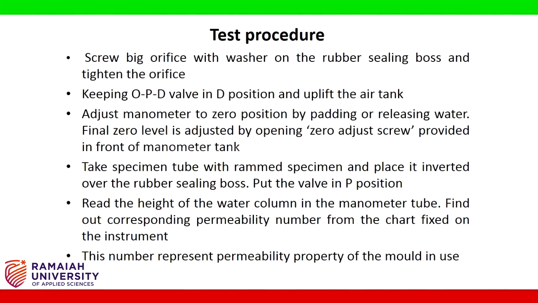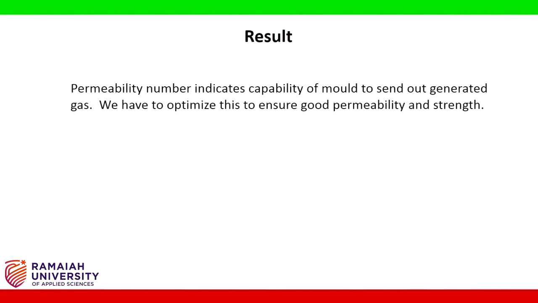Take specimen tube with rammed specimen and place it inverted over the rubber sealing boss. Put the valve in P position. Read the height of the water column in the manometer tube. Find out corresponding permeability number from the chart fixed on the instrument. This number represents the permeability property of the mold in use. Result. Permeability number indicates capability of mold to send out generated gas. We have to optimize this to ensure good permeability and strength.